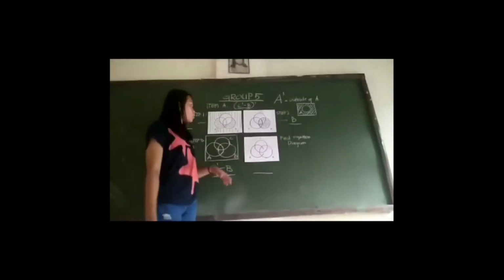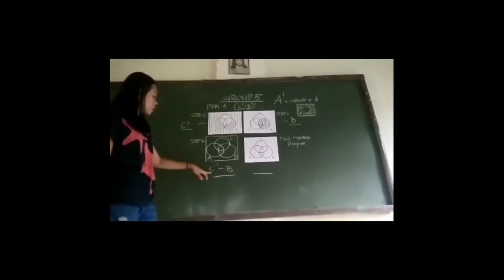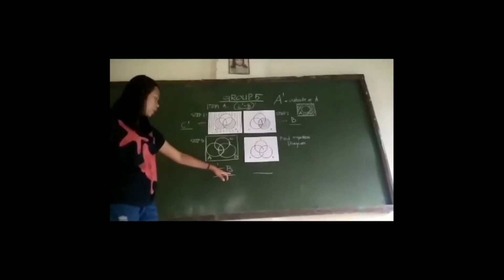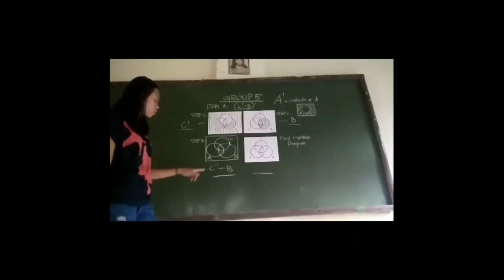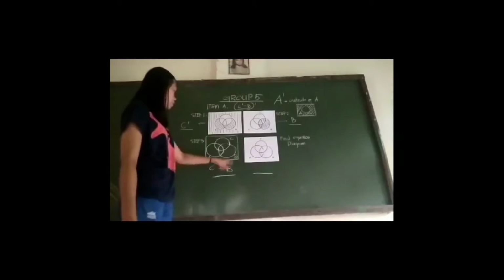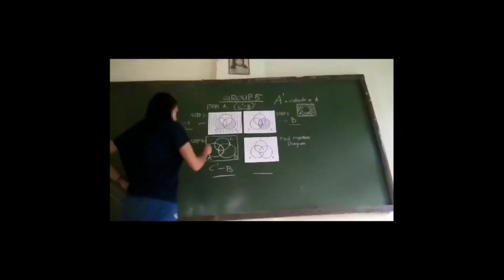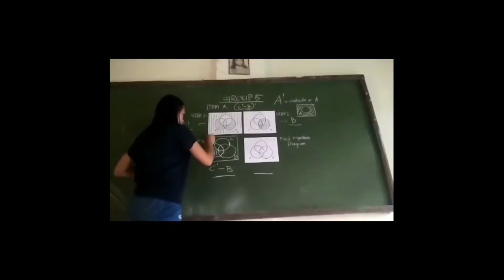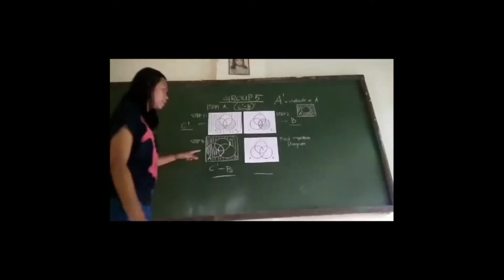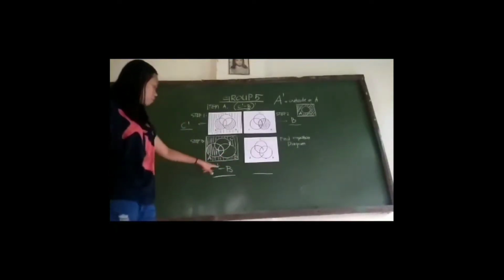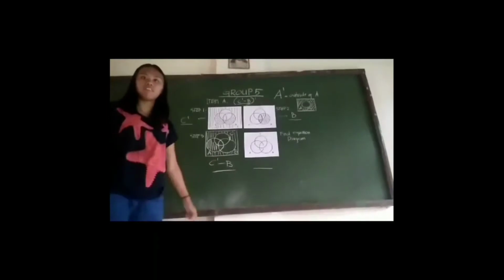To step 3, we have here C complement minus B as our step 3 variable. We're going to leave out the C complement minus B and shade the rest of the diagram. So this is A and the outer part of the diagram. And that's the final diagram of C complement minus B.